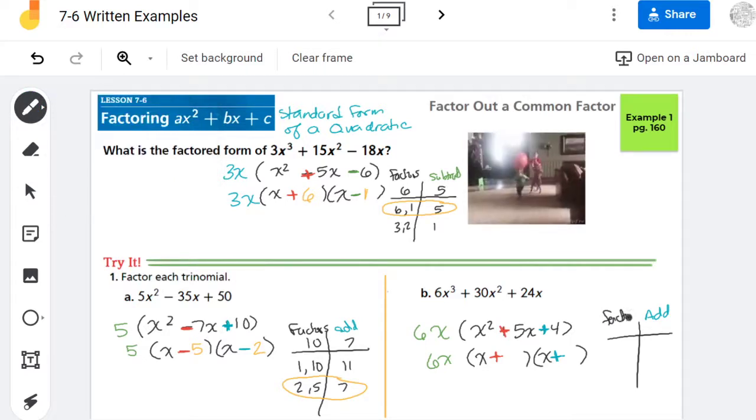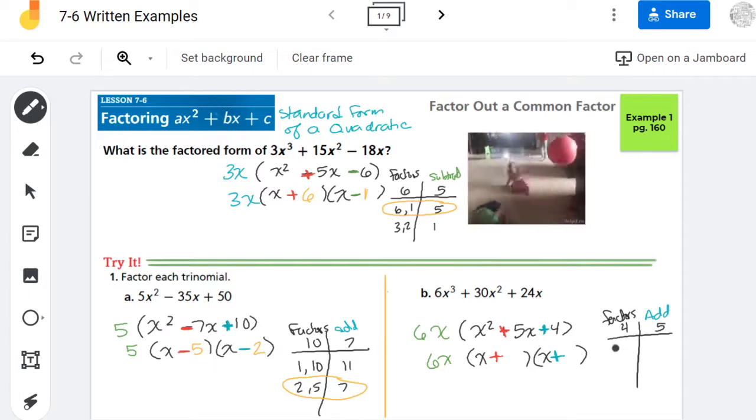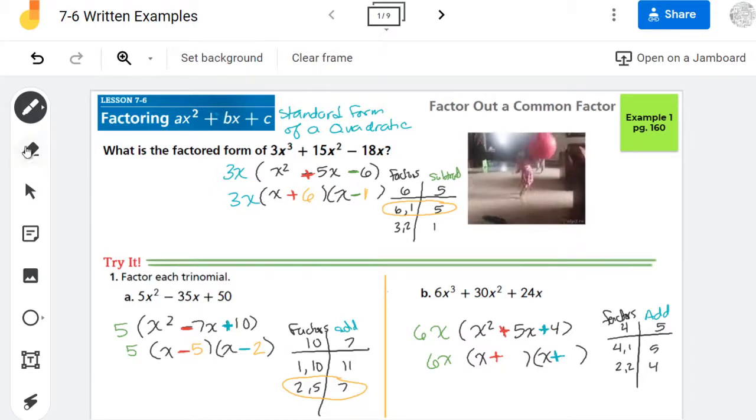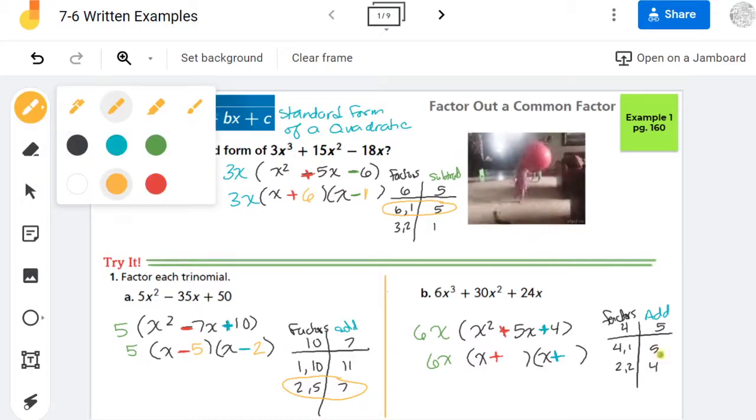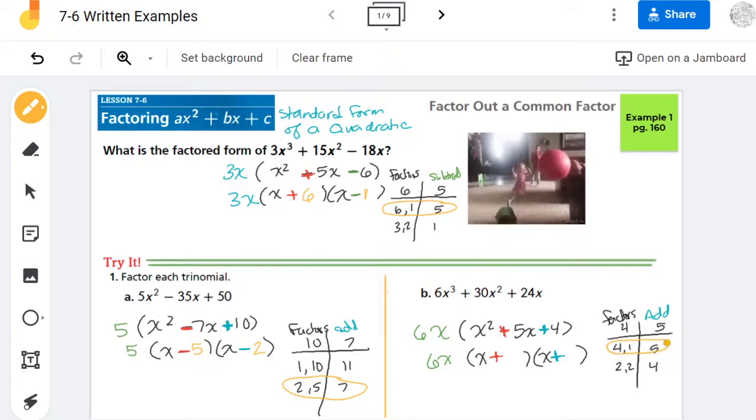So I am looking for the factors of 4 that add to make 5. The factors of 4 are 4 and 1, and 2 and 2. If I add down, I get 5 and 4. So the set of factors that I want are 4 and 1.